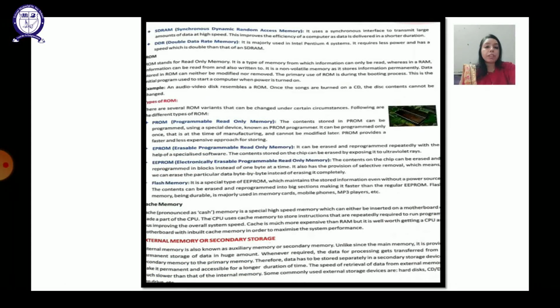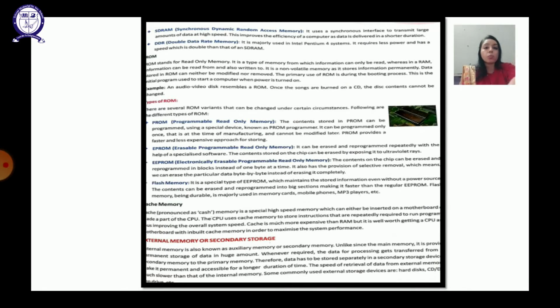Okay. Next we have SDRAM, that is synchronous dynamic random access memory. It uses a synchronous interface. Time to time, whatever work is going on, it retains that data and improves the efficiency of the computer. Then we have DDR, that is double data rate memory. It is used in the Intel Pentium 4 system, requires less power and has a speed which is double that of the SDRAM, right? So these are the types of RAM which we have learned, that is DRAM, SRAM, SDRAM and DDR.